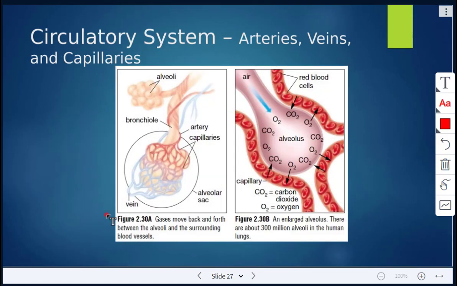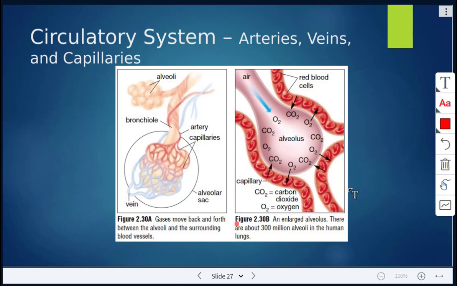All right, so here we're just looking at that gas exchange happening. So recall from the respiratory system, we have here an alveoli. This was the bronchiole, and this is where gas exchange was happening. And notice the blood vessels surrounding the alveoli. So gases move back and forth between the alveoli and the surrounding blood vessels here. They're in close connection together. They're one cell layer thick so that gas exchange can happen very, very quickly.